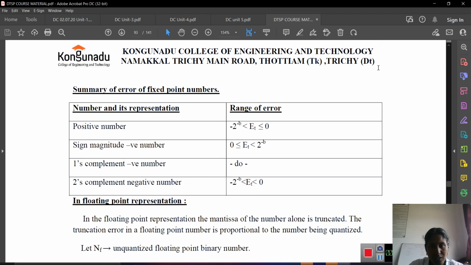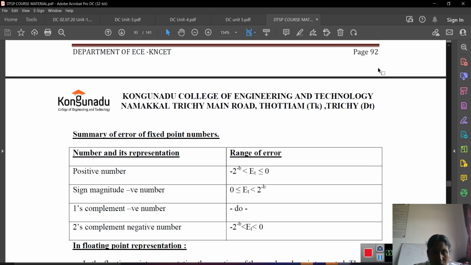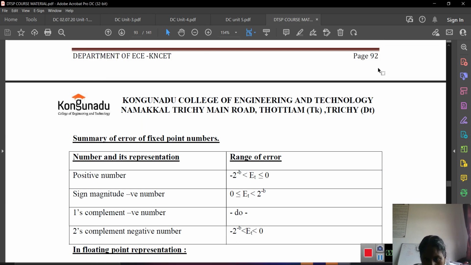Then the summary of fixed point numbers, this is the summary in tabulation form. For the positive number, the error is greater than minus 2 power minus b and less than or equal to 0. Then for sign magnitude negative numbers, we have the formula. Then 1's complement is the same, then for 2's complement, minus 2 power minus b is less than the error, which is less than 0. Okay, thank you students.